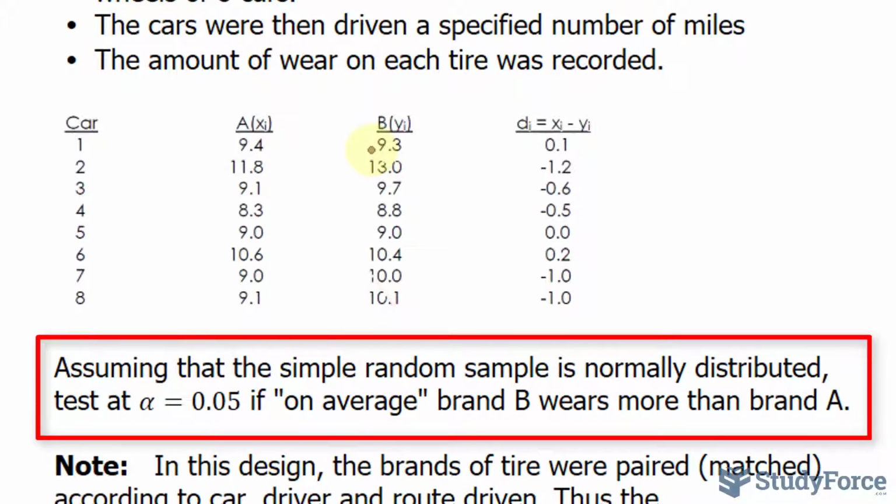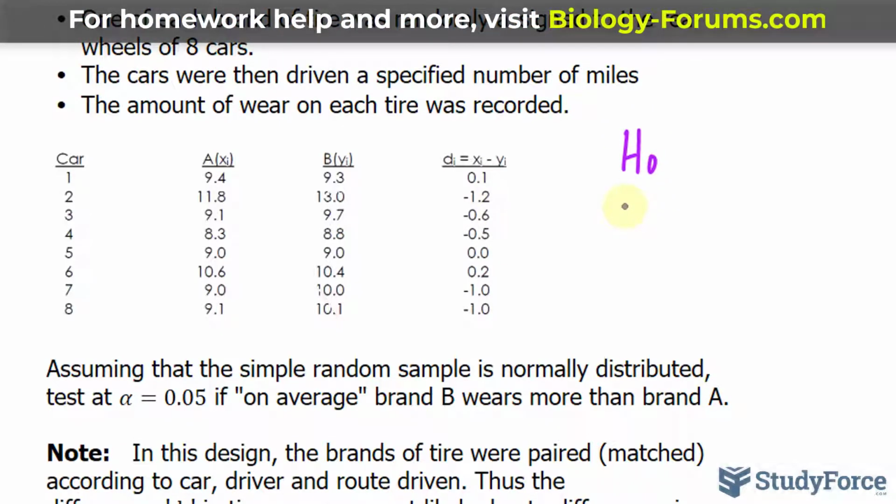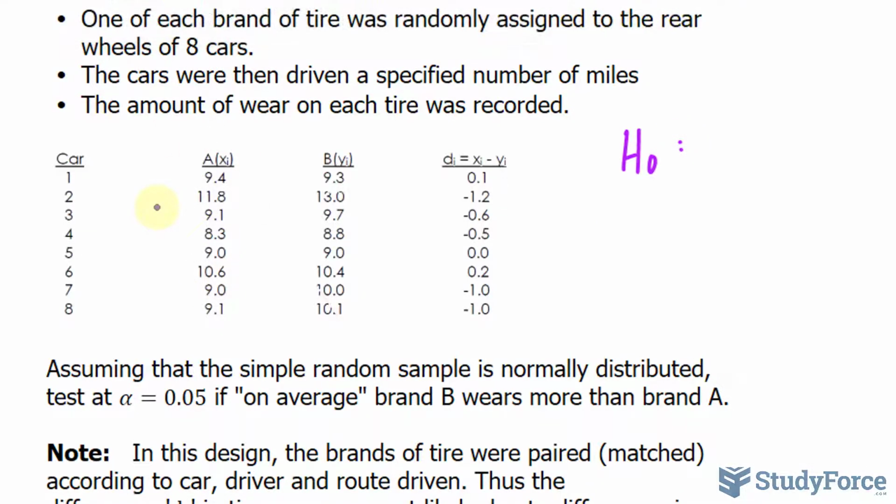Assuming that the simple random sample is normally distributed, test at alpha equal to 0.05 if, on average, brand B wears more than brand A. That being said, let's start off by writing out our hypothesis. Our null hypothesis will be the opposite of what we're looking to find. That is, the wear of A is more than that of B.